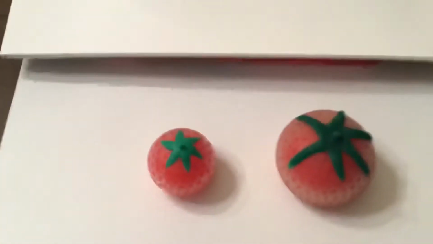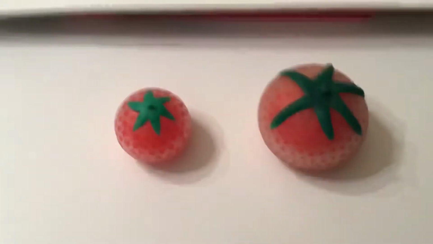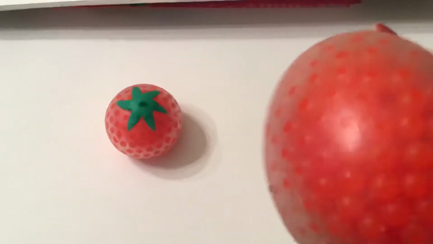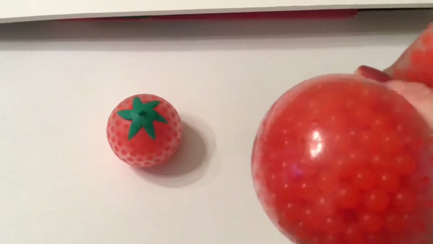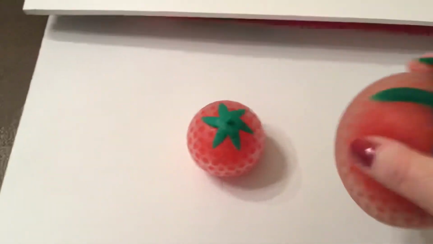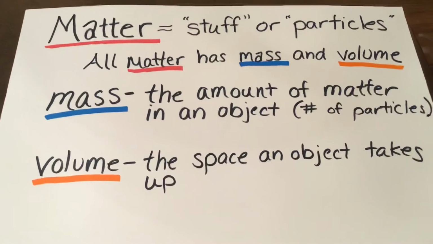So here are my examples. I have these little squishy balls, and they're two different squishy balls. You can kind of see they have little particles inside. I want you to think about these little beads inside there as being matter. So all these beads are matter. Let's look at the definition. Mass is the amount of matter or particles in an object.